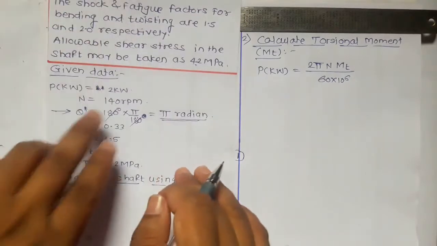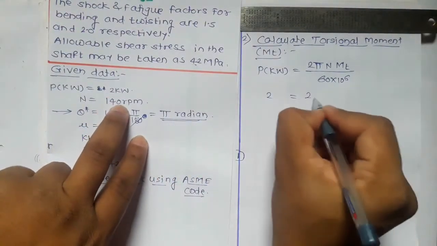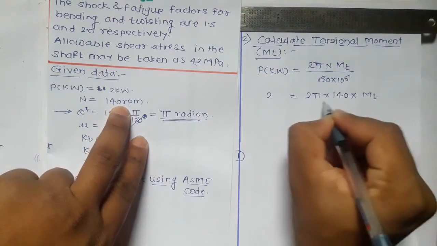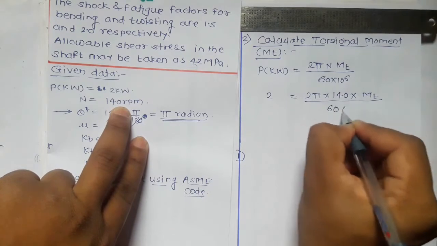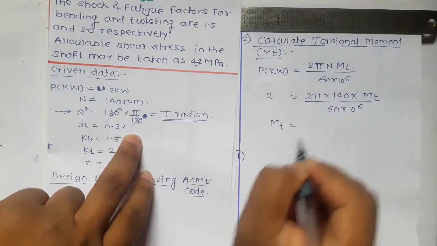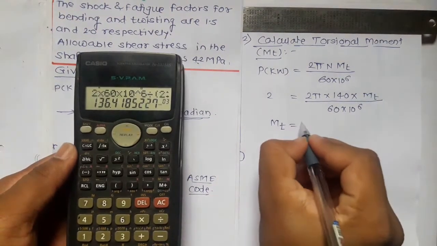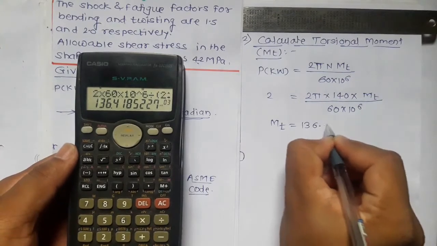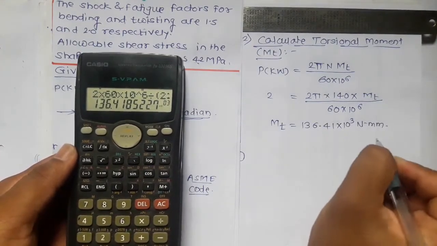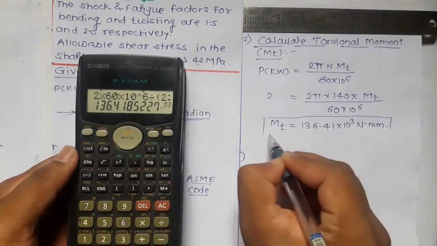If you refer to the given data, the value of power is 2, and the value of n is 140, into MT, as it is unknown, upon 60 into 10 raised to 6. If you calculate this MT from this equation, you will get the answer. The answer of this MT is 136.41 into 10 raised to 3 Newton mm. This is the answer of torsional moment MT.